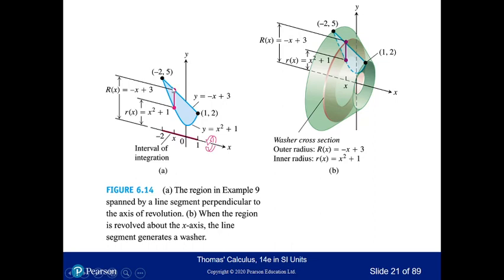Okay, let's consider such a region. Look at this. This region is found. What's our axis of rotation? The x-axis. We have the outer radius, which is this curve, negative x plus 3. And the inner radius, which is little r, comes from this curve, which is x squared plus 1. Okay, little r of x is x squared plus 1. Capital R of x is negative x plus 3.